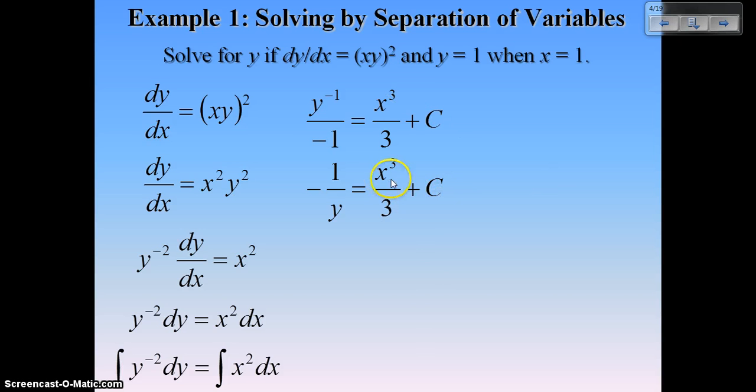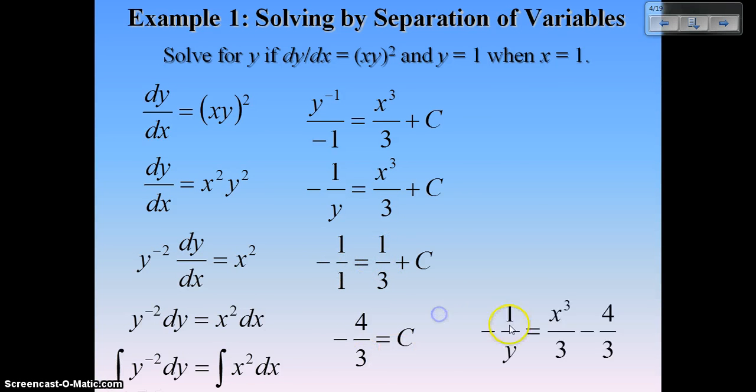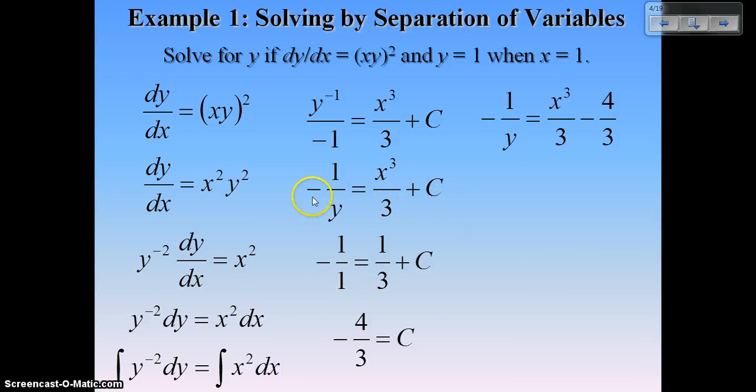Now let's find the c value. It tells us that x is 1 when y is 1. So I'll plug 1 in for x, 1 cubed is 1. I'll plug 1 in for y right here. And now we'll solve for c. Move the 1/3 over here, so negative 1 minus 1/3 is negative 4/3. Plug that c back in up here, so negative 1 over y equals x cubed over 3. And instead of plus c, I now have minus 4/3. This is a very simple example of a differential equation that you can solve by separation of variables.